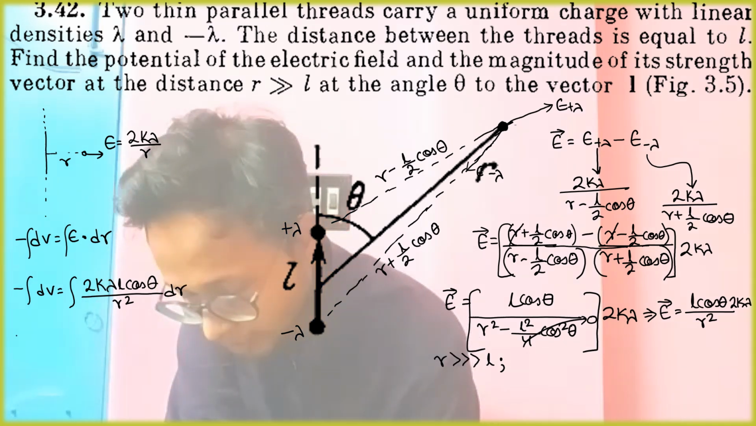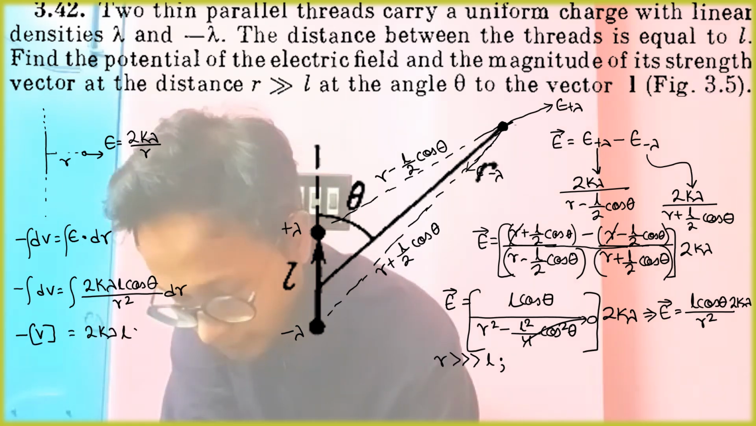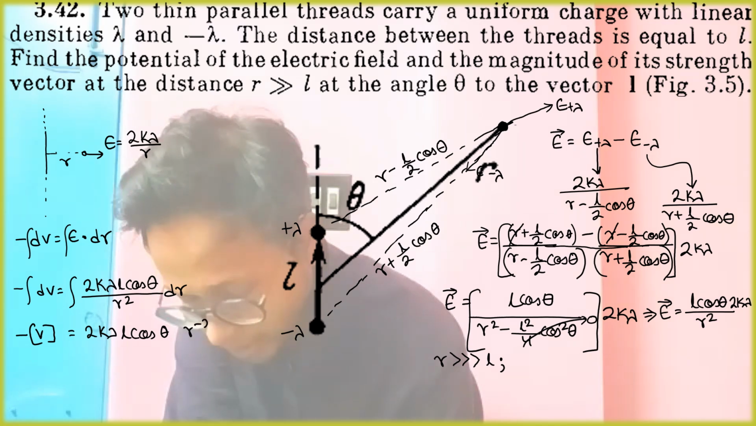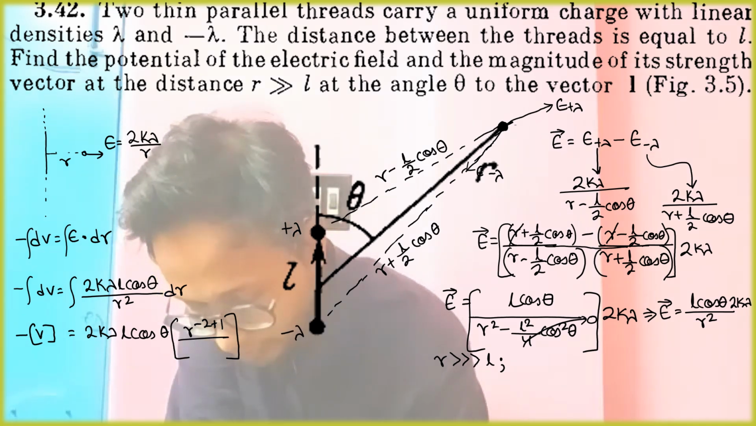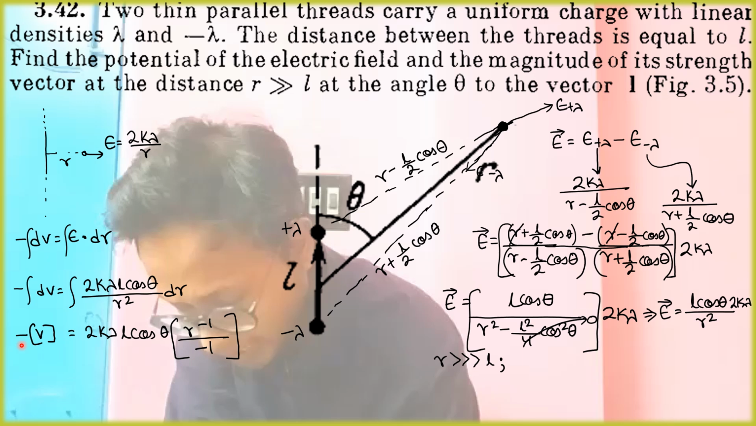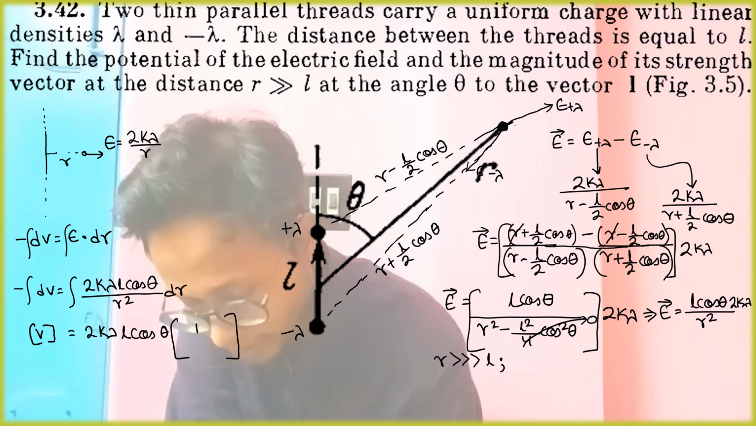So if I integrate this one, it is coming as minus V is equal to 2kλL cos θ times r to the power minus 2 plus 1 divided by minus 2 plus 1. Minus 2 plus 1 is nothing but minus 1, and in the numerator, minus 2 plus 1 is also minus 1. This minus would cancel out this minus. So what will I get? I'll get this value, and r to the power minus 1 can be written as 1 by r.